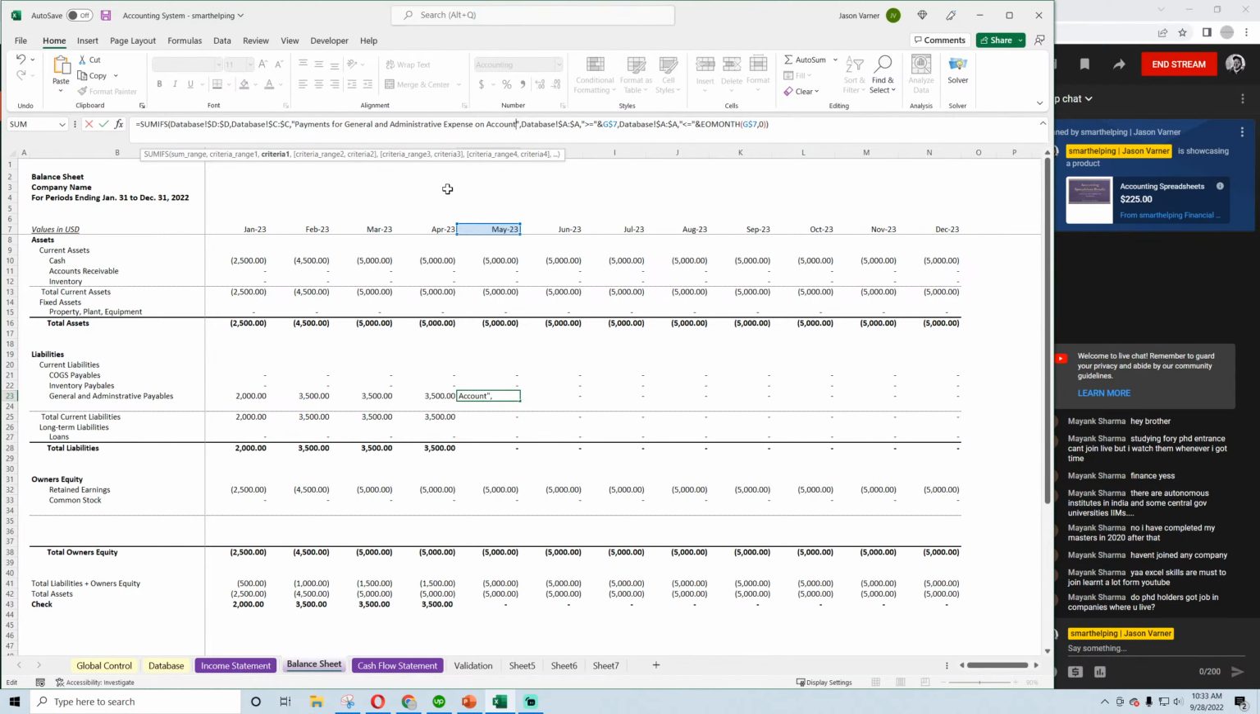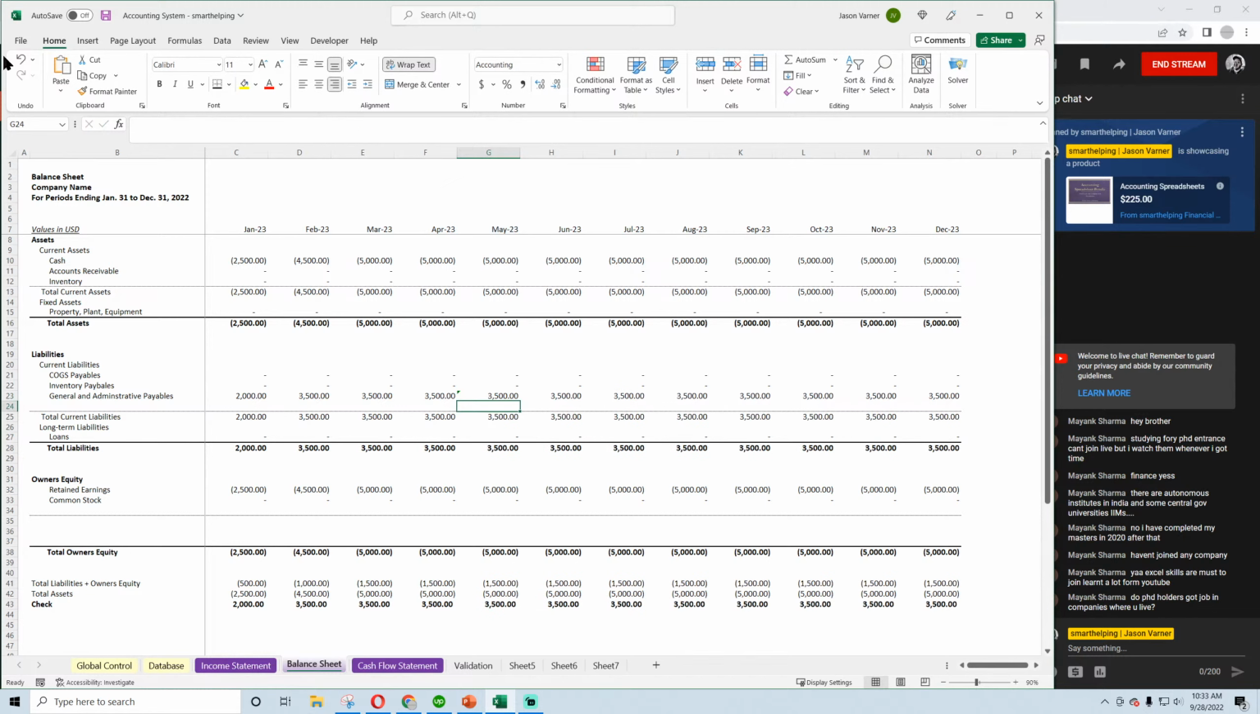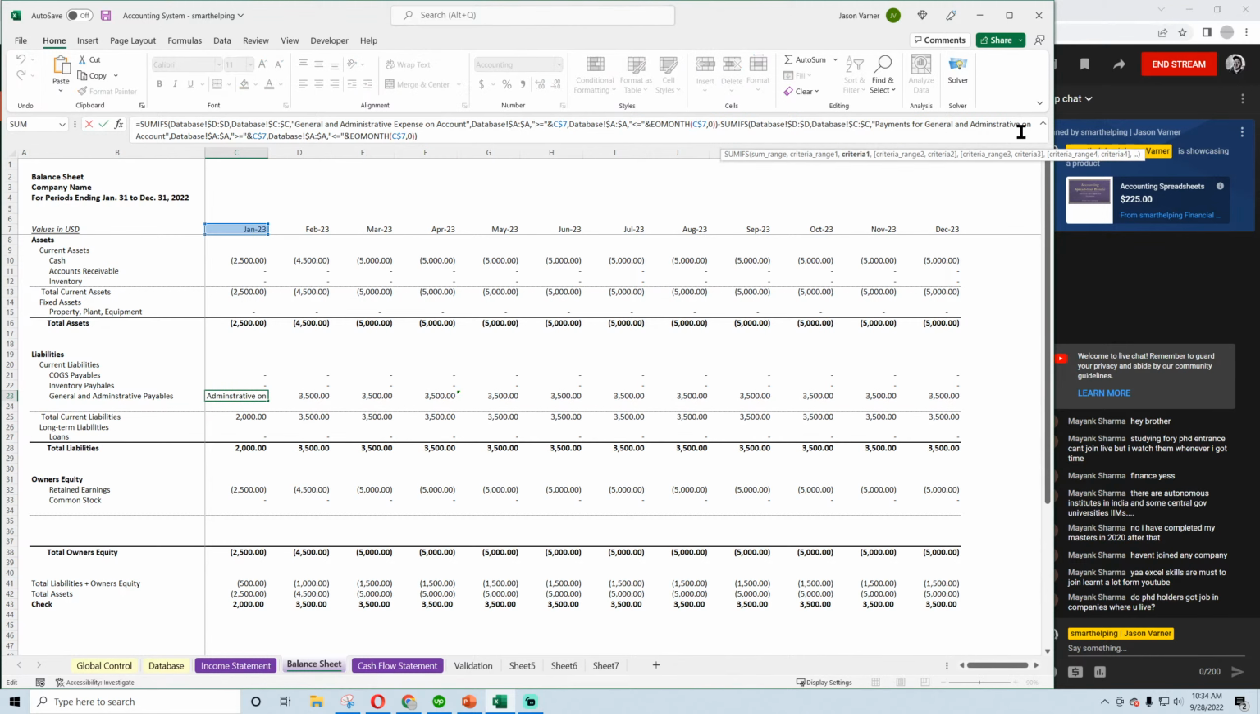All right, I'm just pasting this in. There it is. Okay, so what did I have before? Payments for general administrative expense on account. I didn't put expense. Okay, got it. So this needs the word expense after it. And this is why we do these sanity checks.